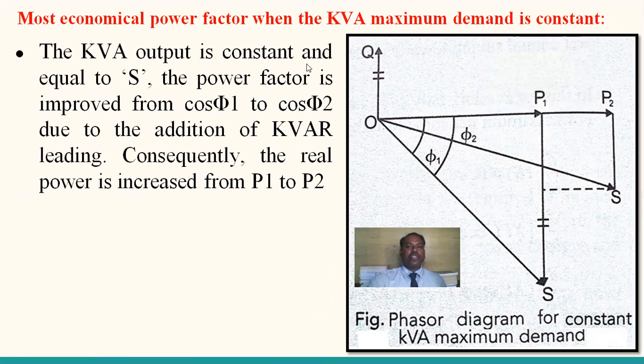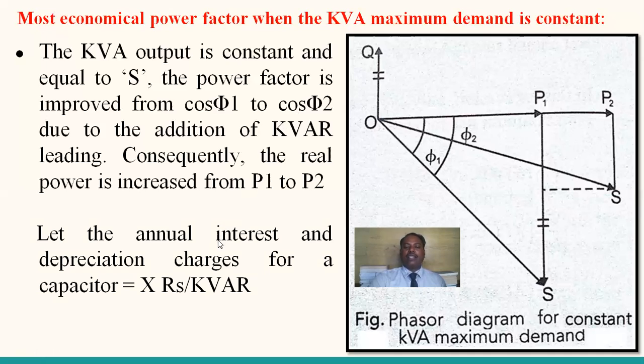The kVA output is constant and is equal to S. The power factor is improved from cos phi 1 to cos phi 2 due to the addition of kVA leading. Clear. Consequently, the real power is increased from P1 to P2. This is because of connecting a condenser.